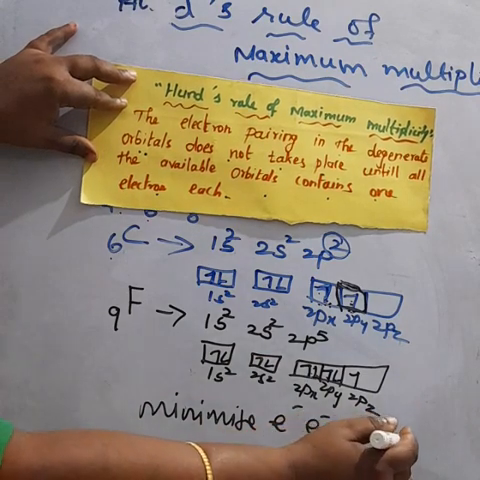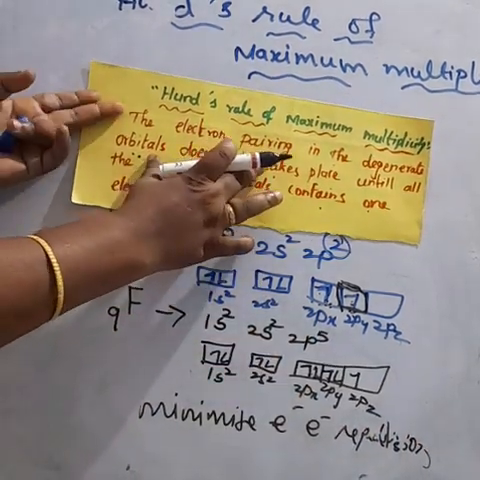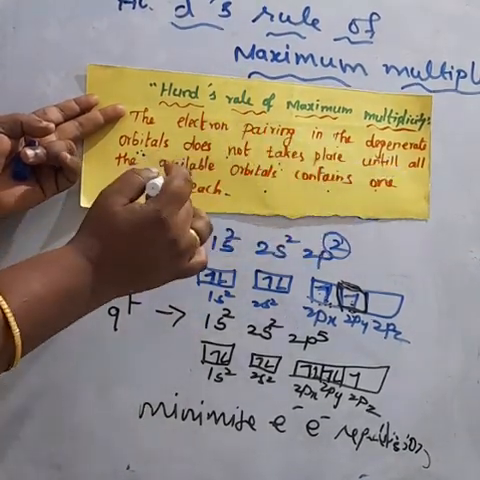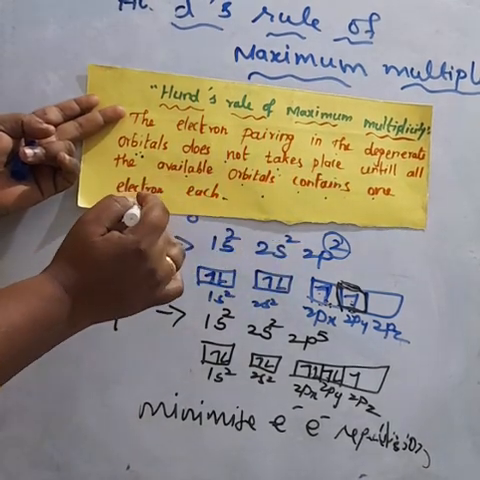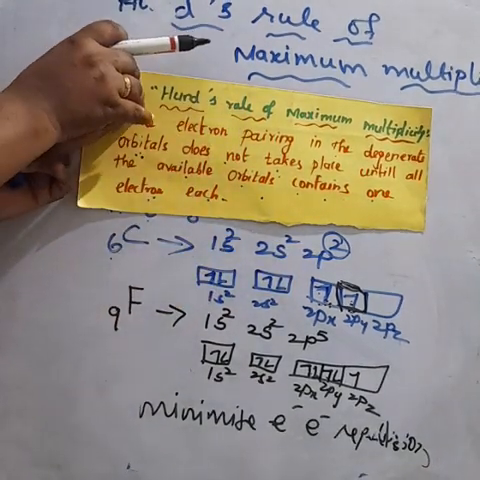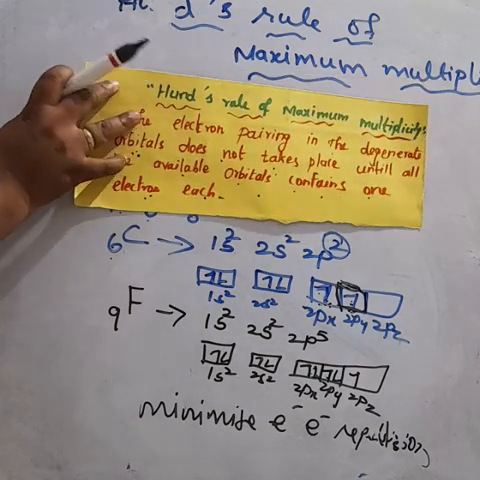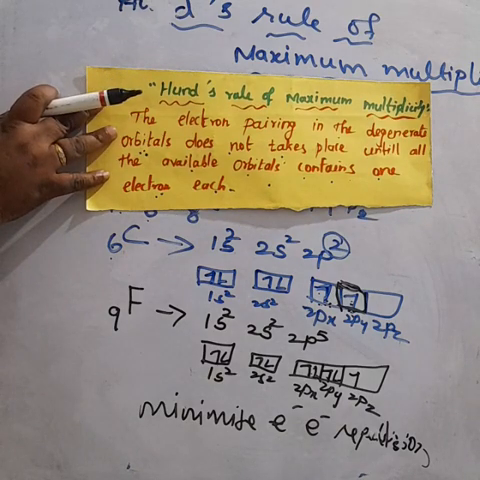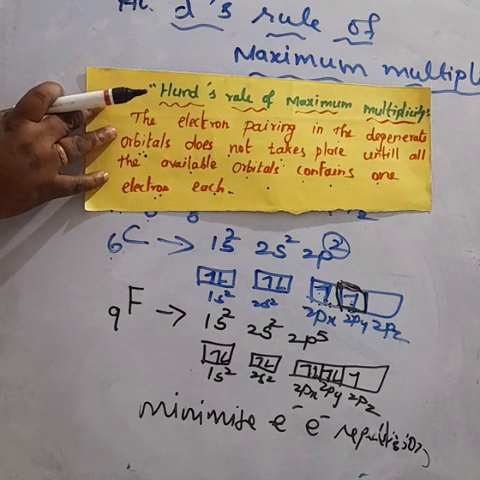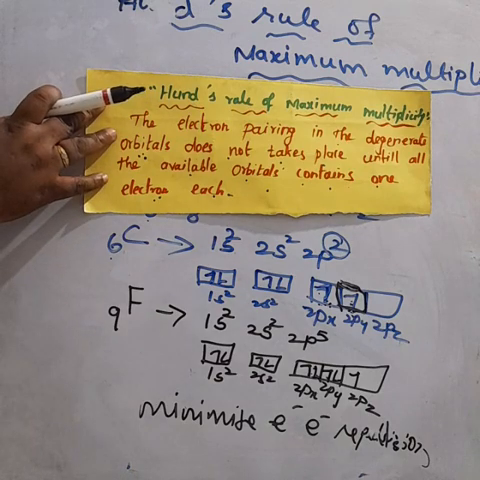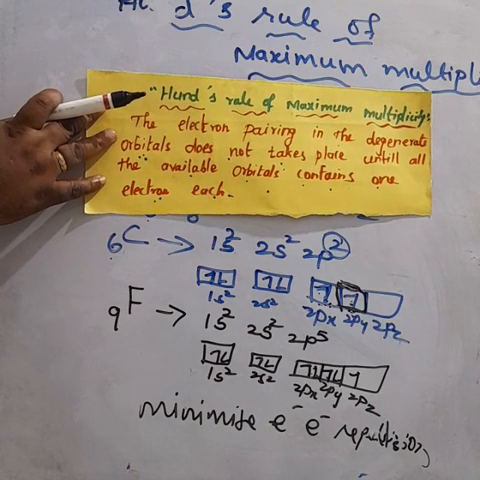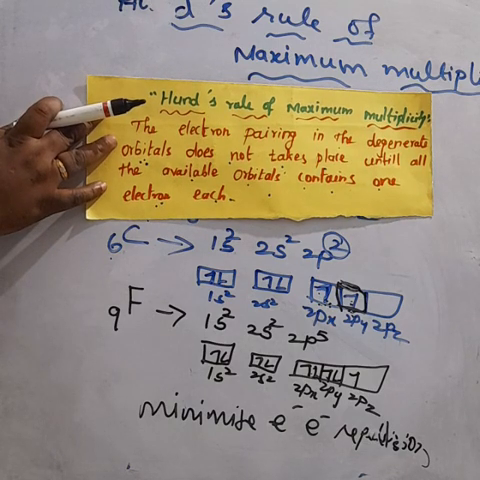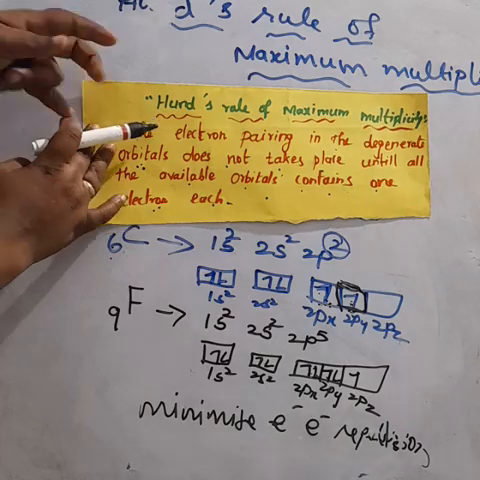Okay, what do you mean by Hund's rule? It states that electron pairing in the degenerate orbitals does not take place until all the available orbitals contain 1 electron each. Electron pairing does not take place in the degenerate orbitals because the available orbitals contain 1 electron each. Understood? These are about Hund's rule.